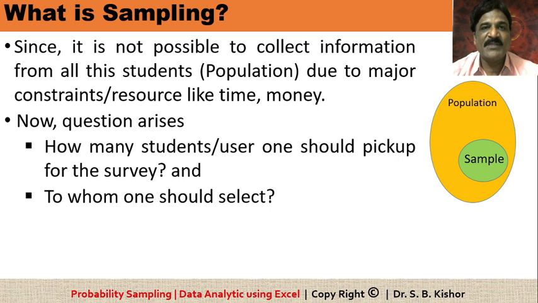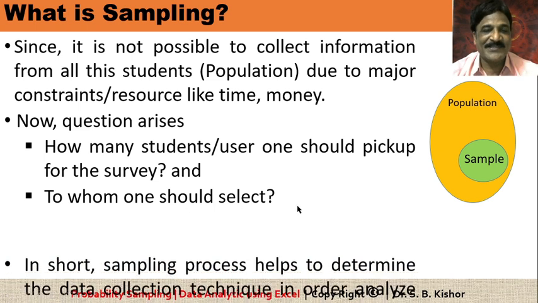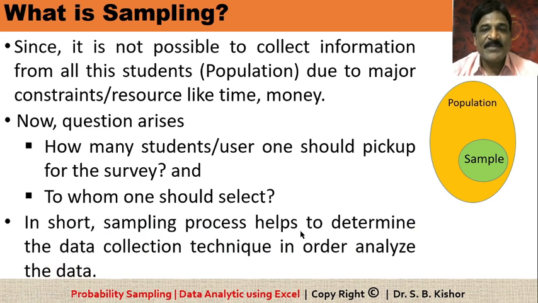It means you need to specify a sampling technique in order to include those students or users in this particular sample size. In today's part we will discuss how to determine the sample size, and in our next session we will discuss the sampling techniques. So in short, a sampling process helps to determine the data collection techniques in order to analyze the data further.